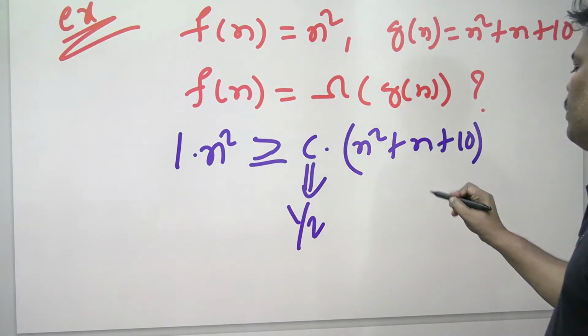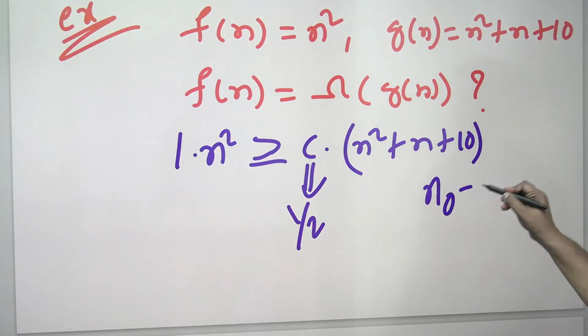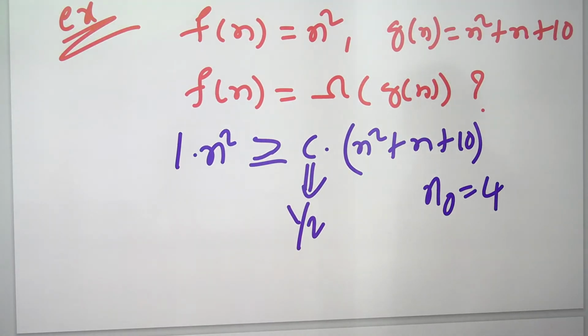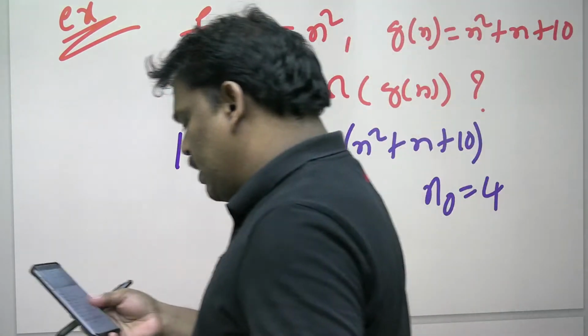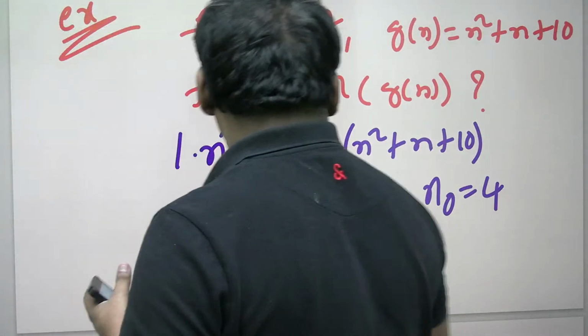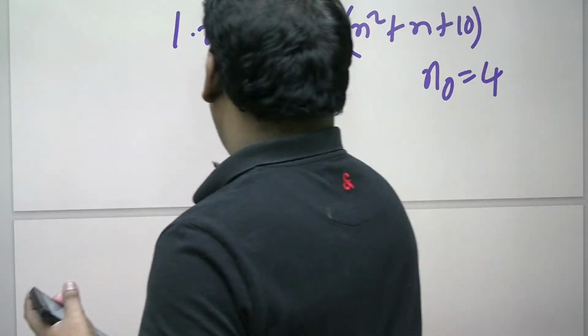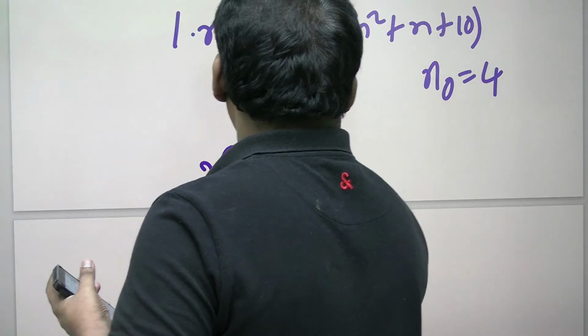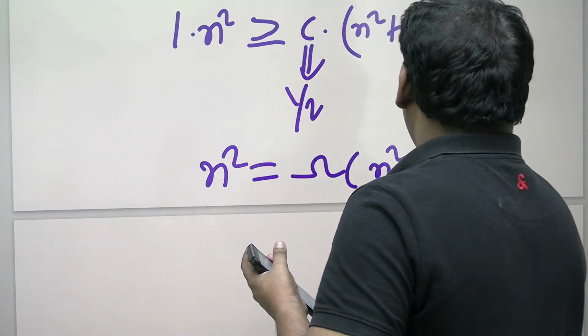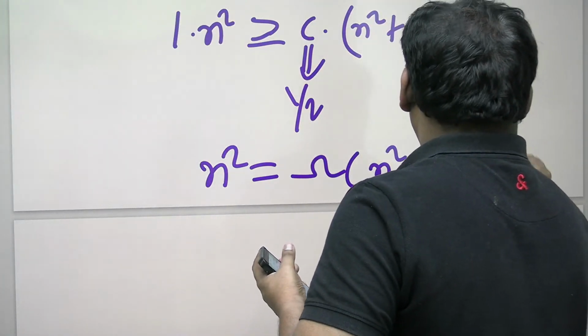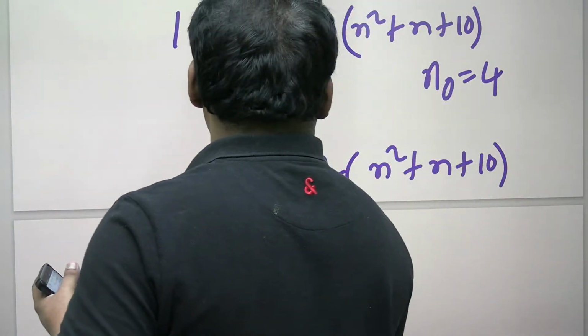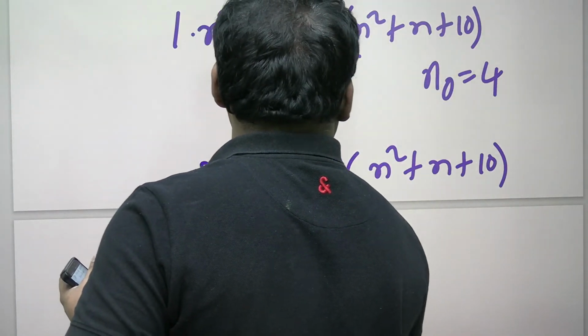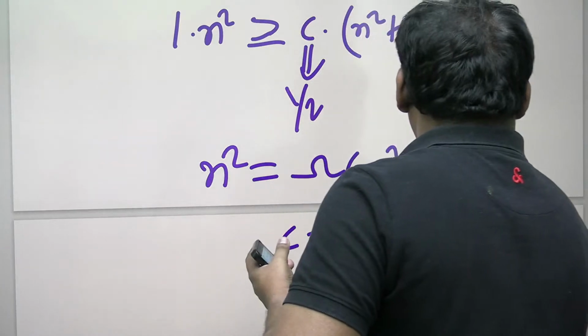So I think we are done. What is the answer? n0 is equal to 4 onwards it is working, because you are able to satisfy omega. Final conclusion: n square is omega of n square plus n plus 10, where C value is equal to 1 by 2, and n0 is equal to 4.